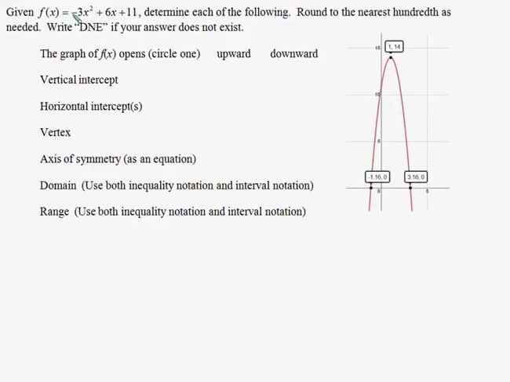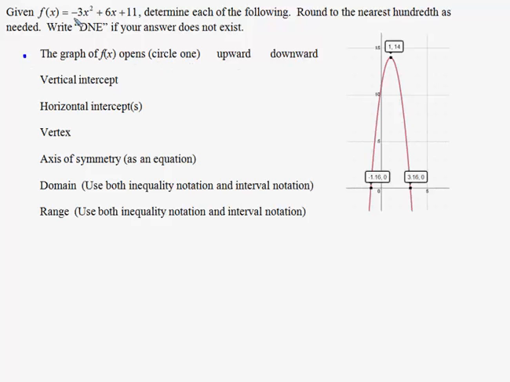We're given a quadratic function f of x, and we are to determine each of the following things and round any of our answers that exist to the nearest hundredth, and any that do not exist as DNE. The first question is, does the graph open upward or downward? And I am to circle one.